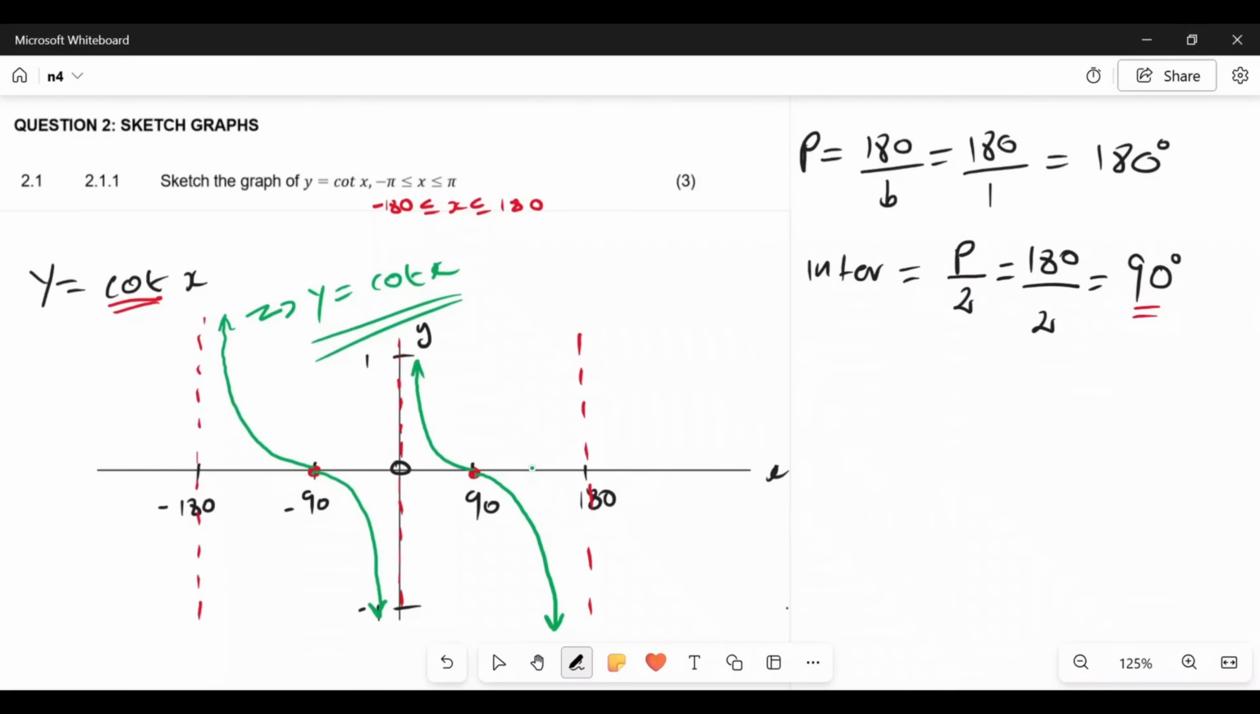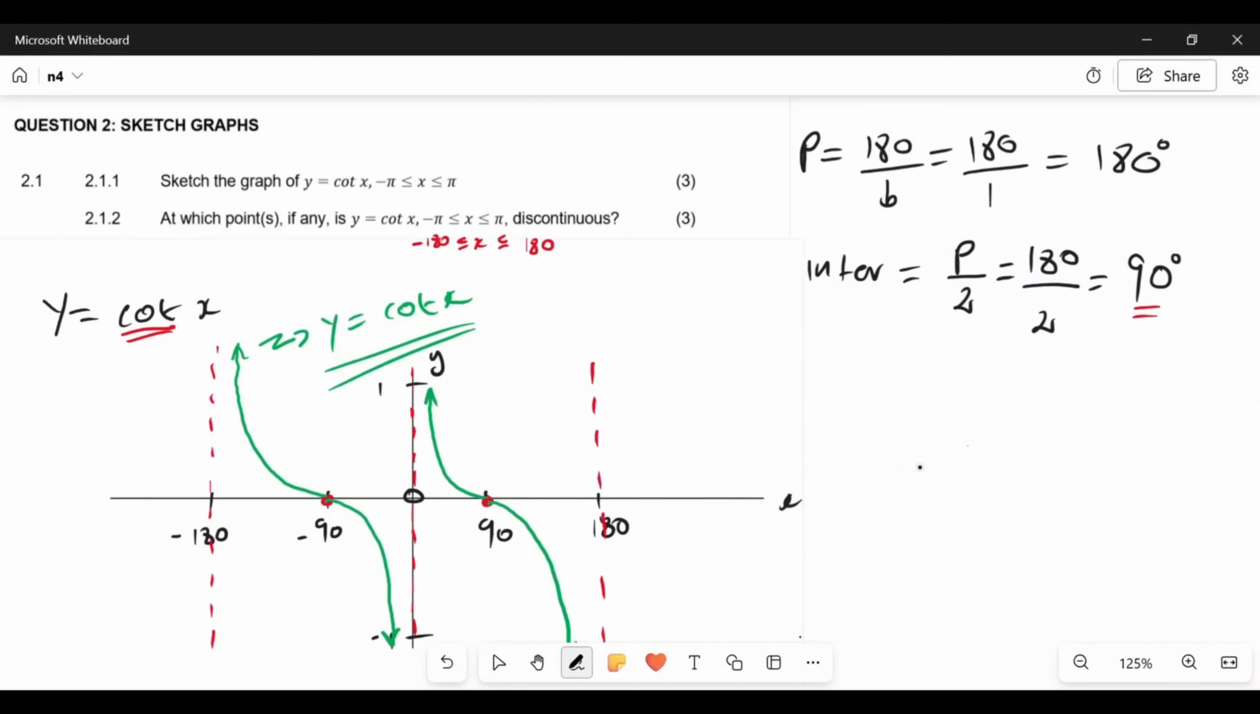Let's move to the next question, which is 2.1.2. Here is our 2.1.2 there. Now, let's read the statement and solve this question. The question goes like this: at which point, if any, is y equal to cot x, with the restriction that x is equal to or greater than negative pi, or equal to or less than pi.